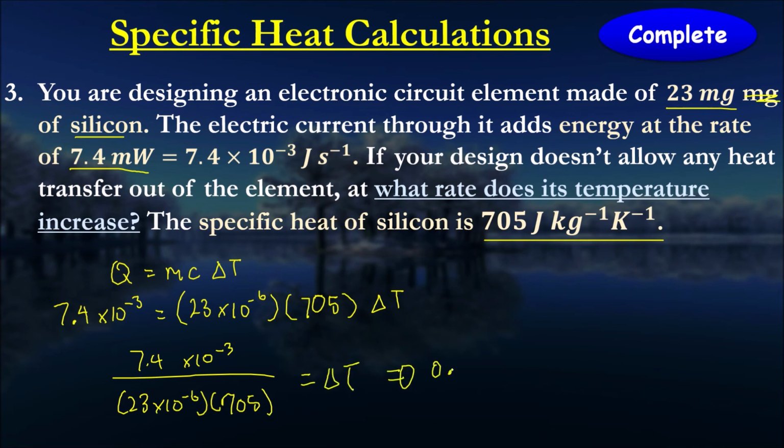Alright, so 0.4563675 Kelvin. If you want to round it off, the lowest sig fig we used was 2, so we can round it off to 0.46 Kelvin. And that's the increase we saw there.